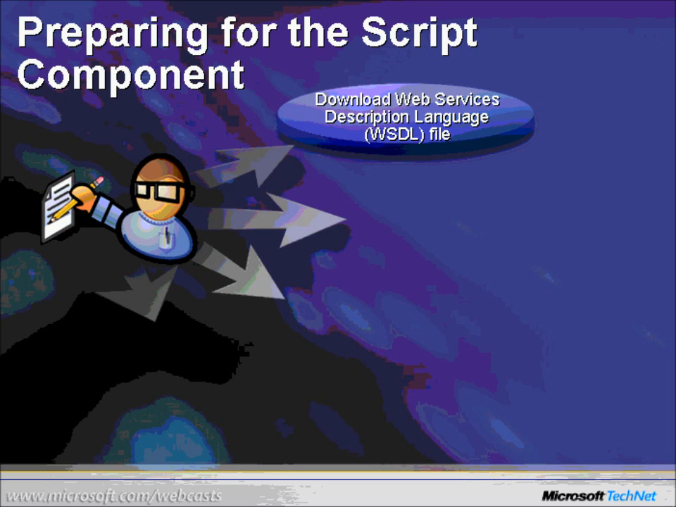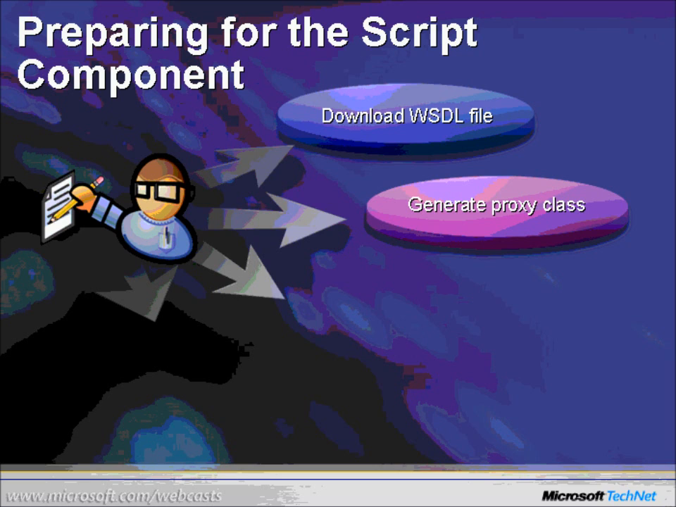Preparing for our script component. As with any case when you're using a web service client, the first thing you need to do is download the WSDL file. When you get that file from the web service, the next step is to generate the proxy class. To do this, you invoke WSDL.exe with the name of the WSDL file you downloaded and specify the output file to generate. In this demonstration, as we'll see in just a minute, we'll generate the C# class, which is the default type of class for WSDL.exe to generate.